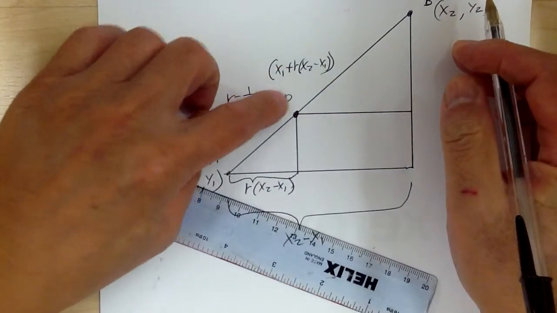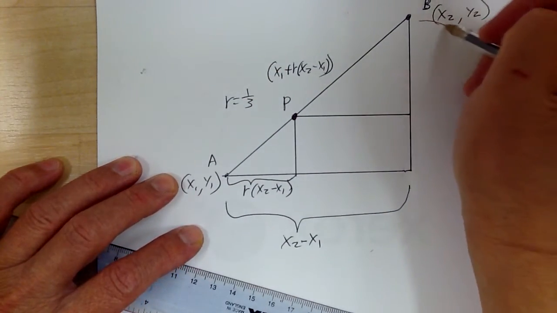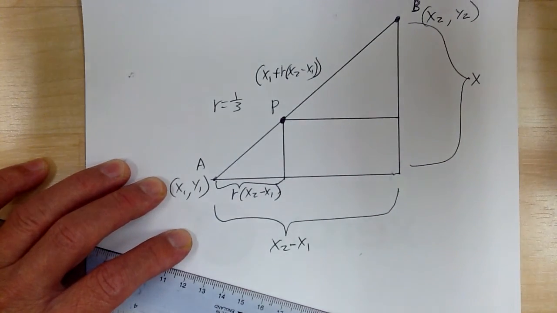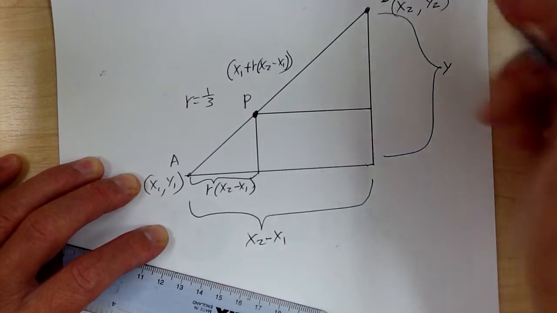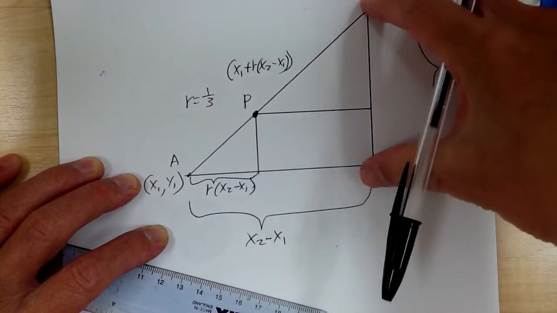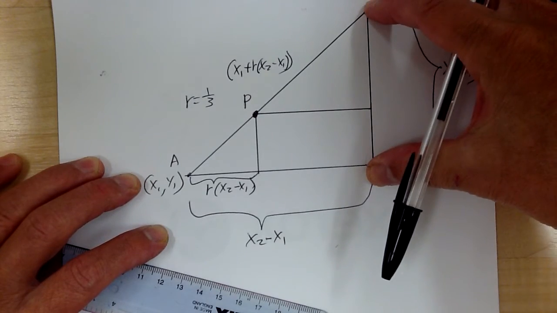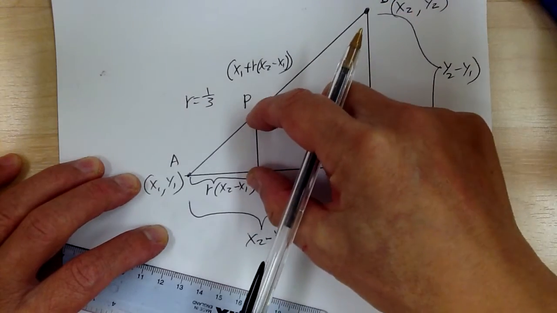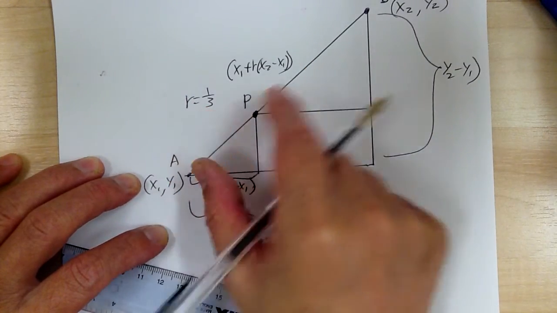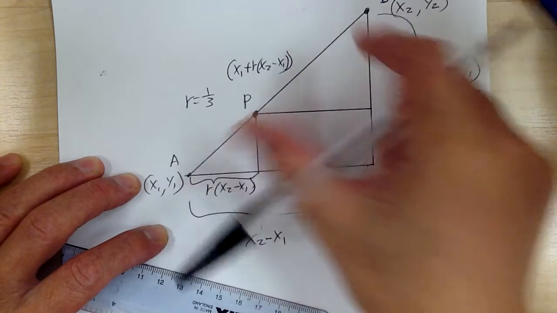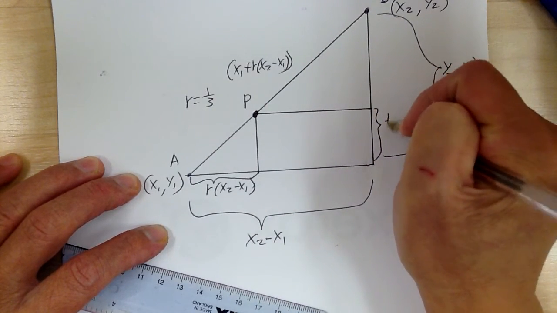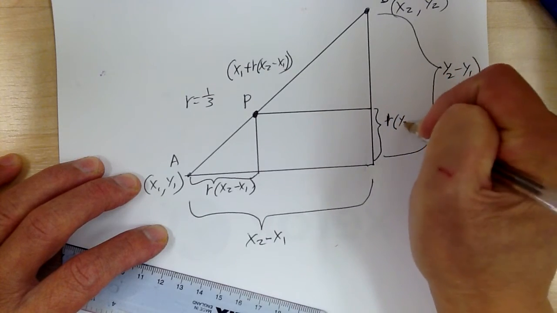To find the y coordinate, first you get the whole length over here. This whole length is y2 minus y1. So y2 minus y1 gives you the whole height. But you don't want the whole height, you want just this part over here. So you have to multiply by the fraction that you want. Again, this is 1/3, so r is 1/3. So this part right over here is r times y2 minus y1.